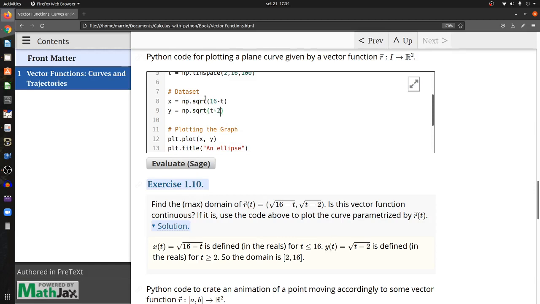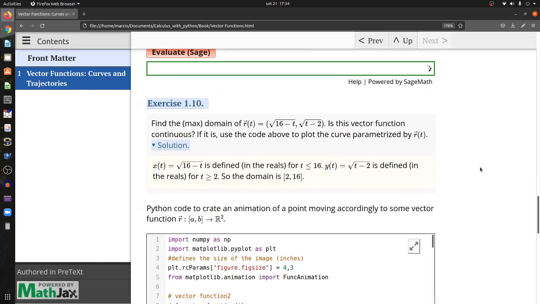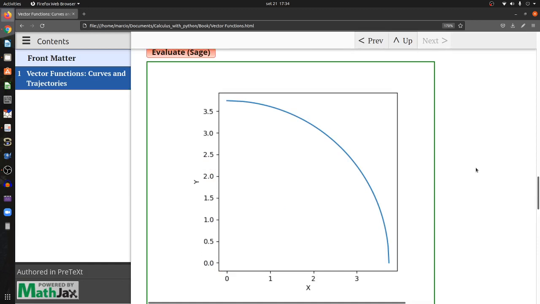Both component functions are continuous in this domain, so is the vector function. We need to input this specific domain to plot the following curve.